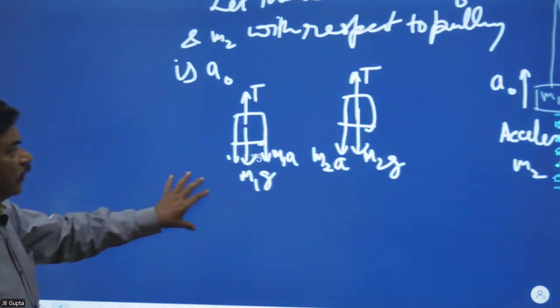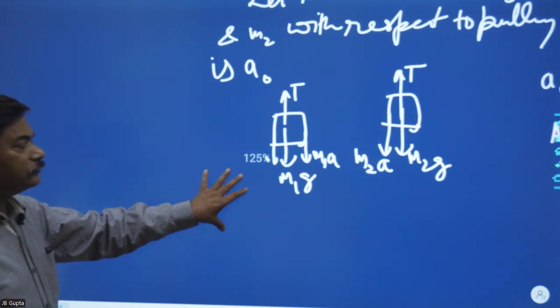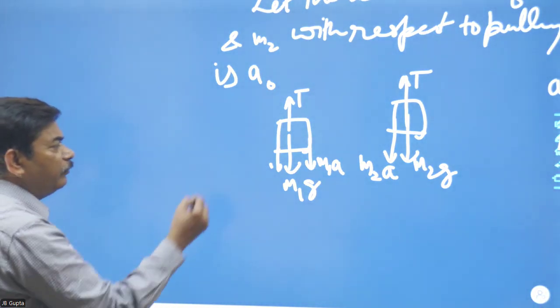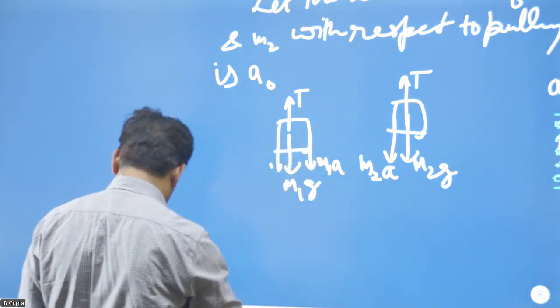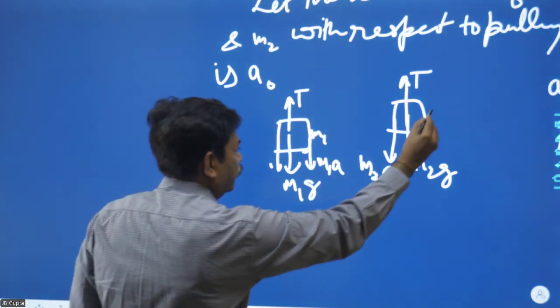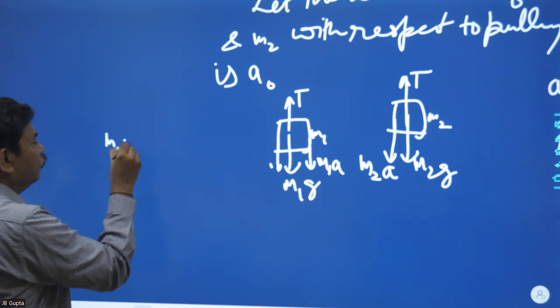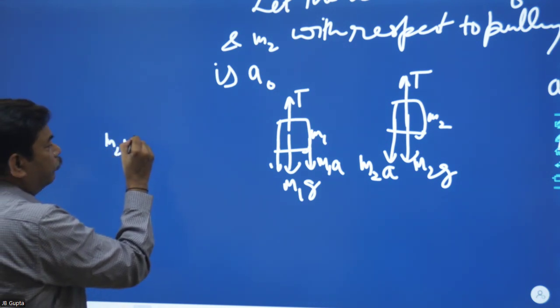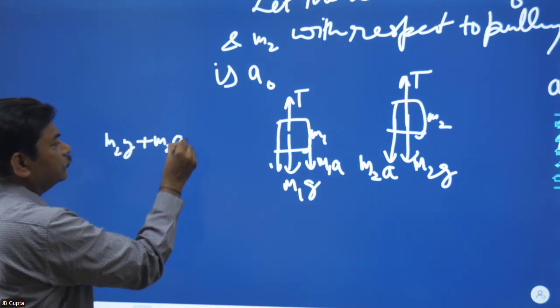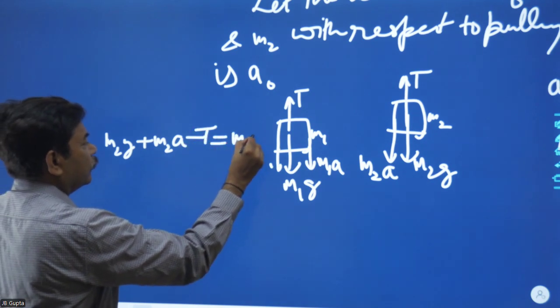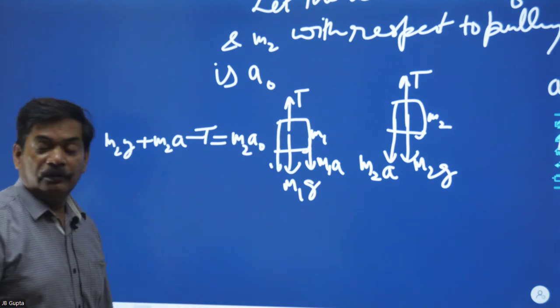तो देखो equations क्या होंगे? Equations will be for M2. This is M1 and this one is M2. M2 का equation होगा M2G plus M2A minus T equals M2A0. You remember?